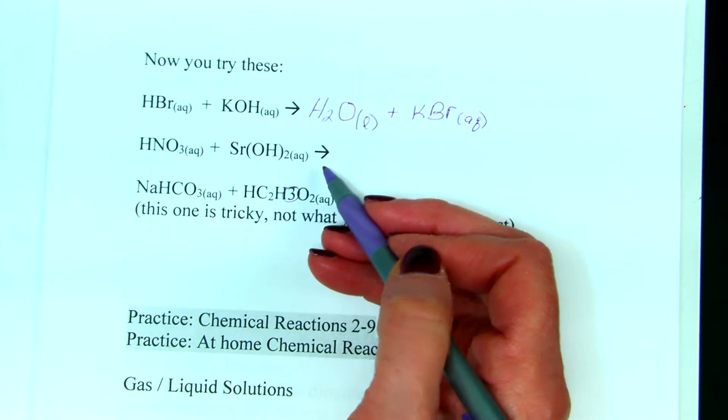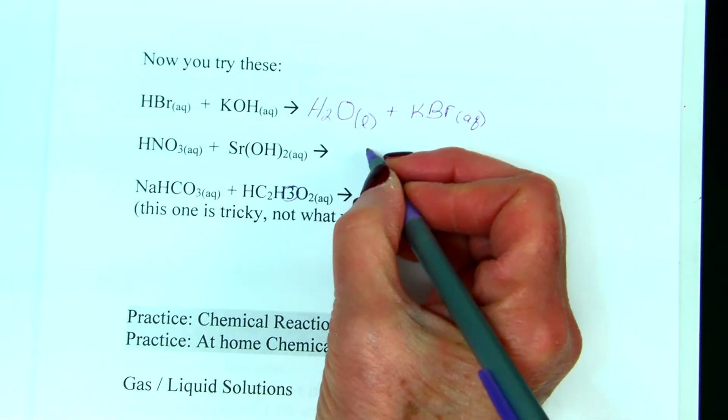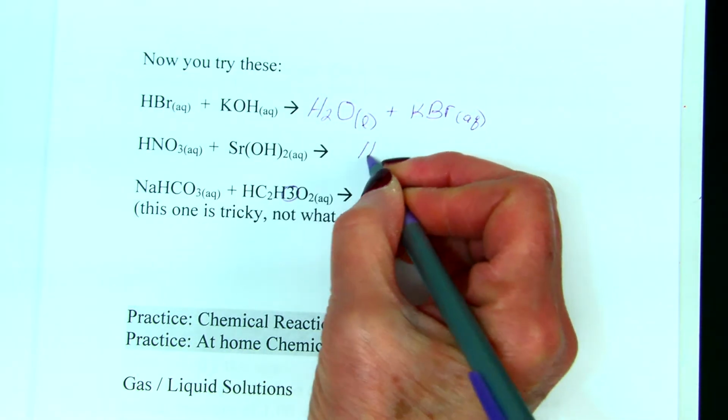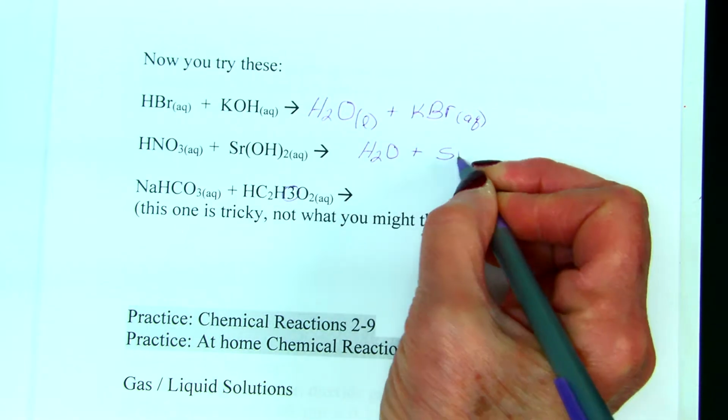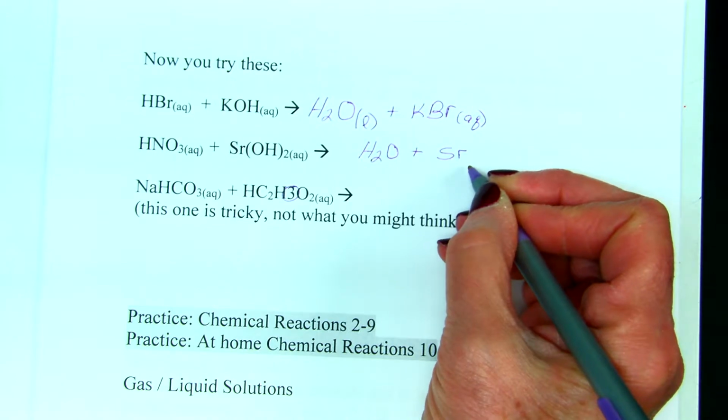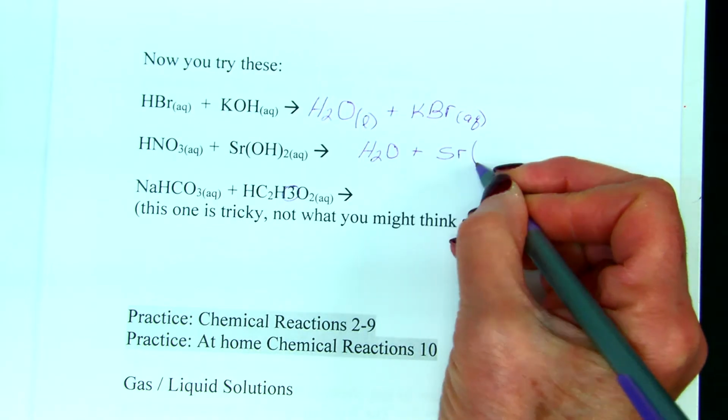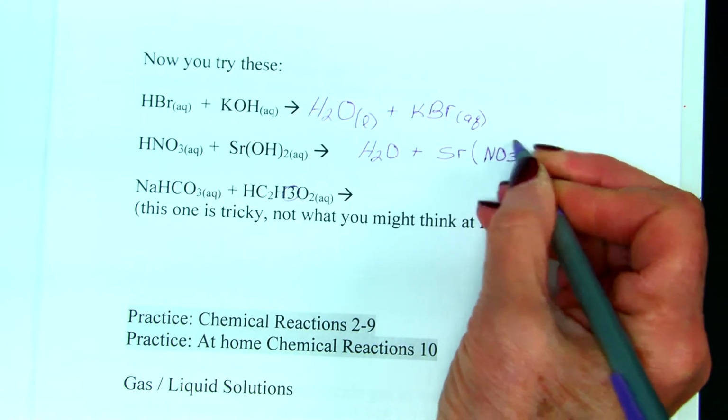Okay, what did I make here? Water and strontium nitrate. What's the charge on strontium? A +2. So I need 2 nitrates because that's a -1.